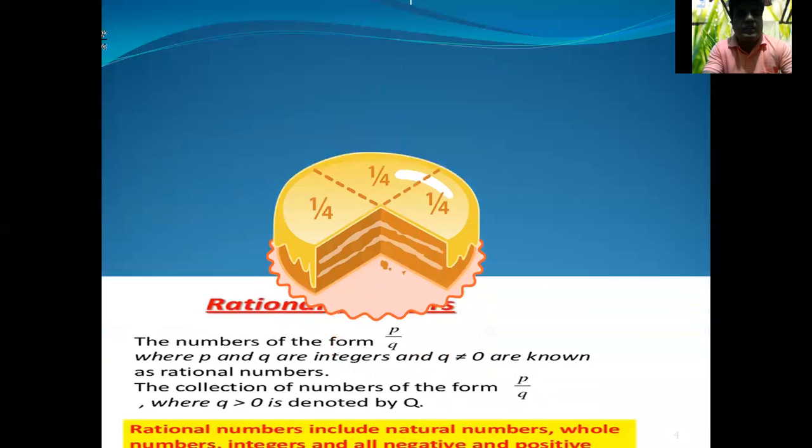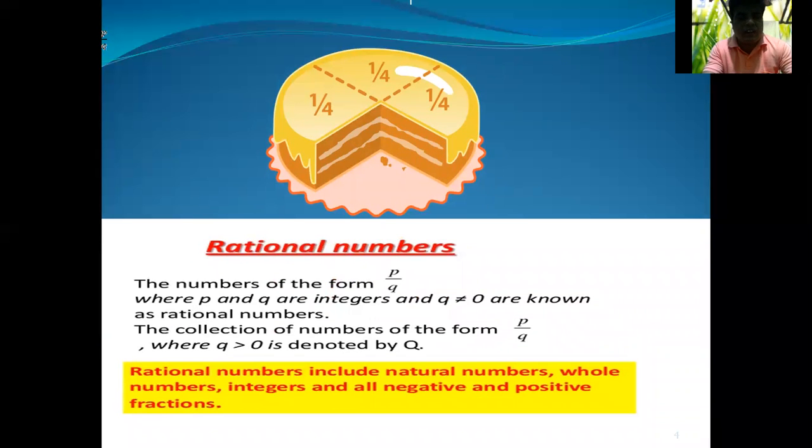So, continuing our studies with this particular topic of rational number, rational numbers can be represented in very different ways. Some examples can also be given. Rational number means what? The numbers of the form p by q, where p and q are integers and q is not equal to 0. Rational numbers include the natural number, whole number, integers, and all negative and positive fractions.